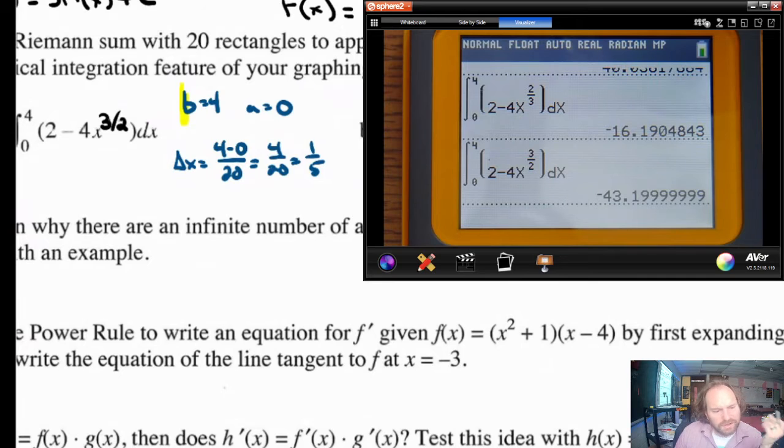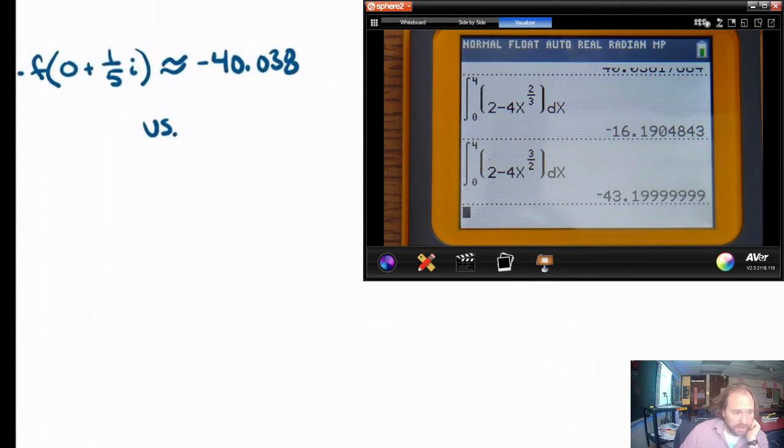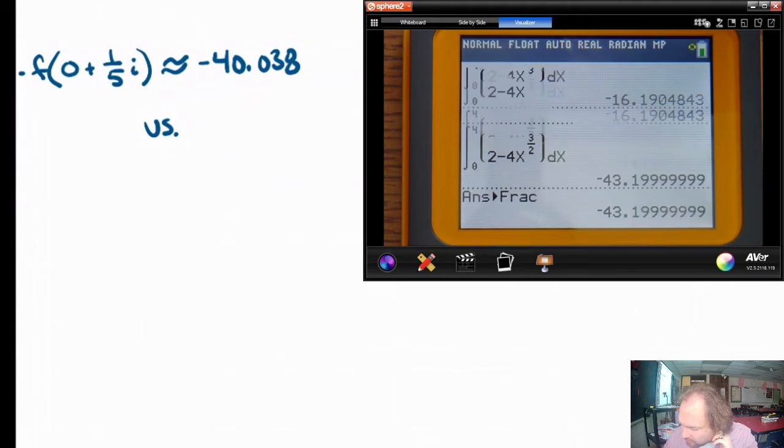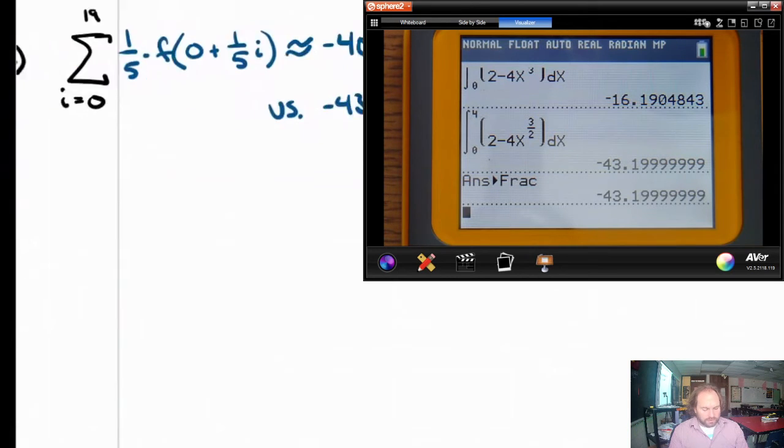There we go. I feel a little better about that. The integral is the exact correct answer, by the way. That's the one you want. Actually, I can push math fraction and get an actual... Oh, maybe not. Negative 43.1999. What's happening there is the integral actually does like infinite rectangles, which gives you the exact correct answer, not this approximation with 20 rectangles.